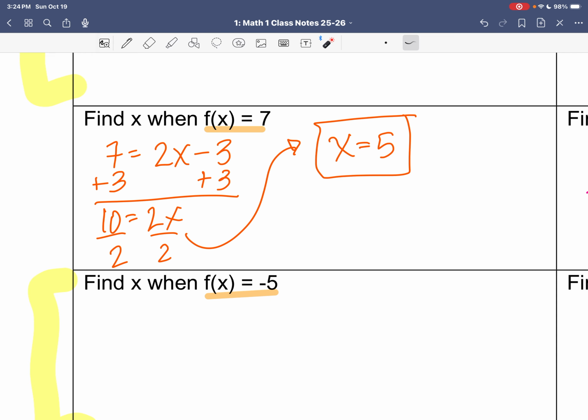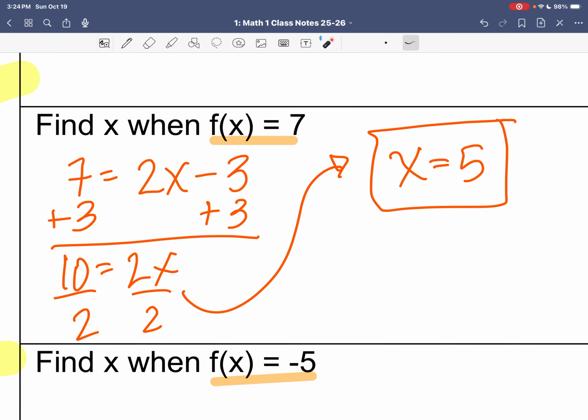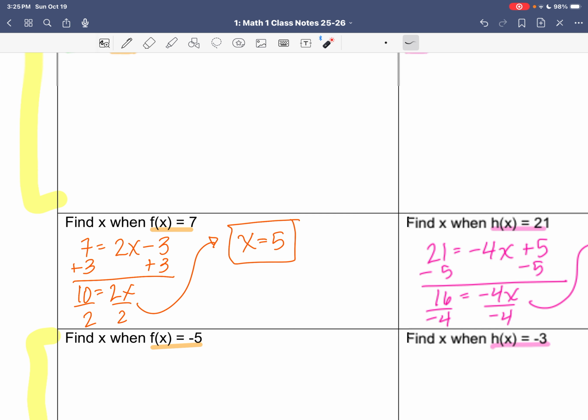And now for this one, we're working backwards because it's telling you y equals 7 when it says f of x. So wherever we see f of x, we're plugging in 7 instead. All right, so 7 equals 2x minus 3. And remember, we're solving for x, so you're going to add 3 to both sides. That cancels out to give you 0. So I'm left with 10 equals 2x. Divide both sides by 2. You're going to get x equals 5.